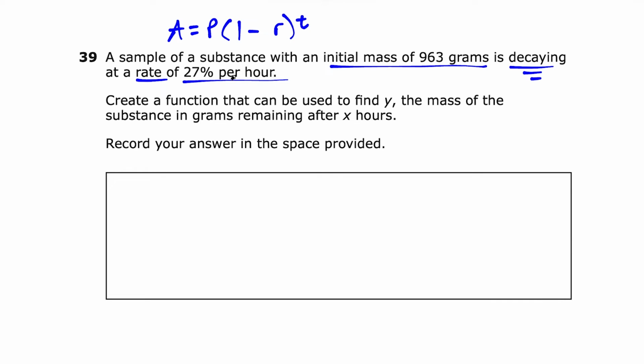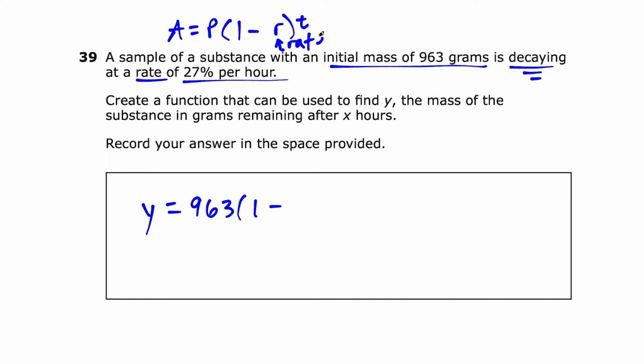So this is what's inspiring the function that we're going to create, but instead of using a and t, we're going to use y and x. I'm just going to define the pieces. P is the initial amount. So I could say y equals, once again, instead of a equals, p is 963. And then I have 1 minus r, where r is the rate. The rate here in the context of this question is 27%.